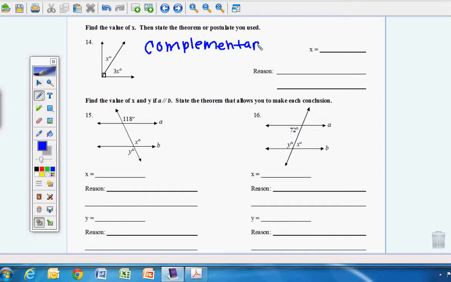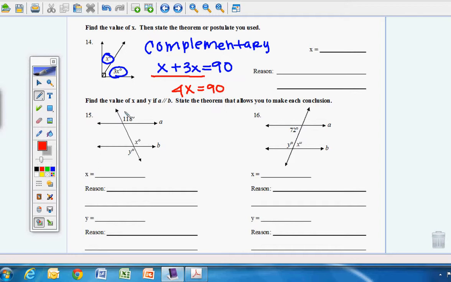Complementary. Okay, so if we know that, then we'll take our first angle, x, plus here's our second one, and these 2 angles are going to add up to 90 degrees. So we're going to set them equal to it. Then we want to combine like terms. Okay, so we're going to combine these together since they're like. So we have 4x equals 90.